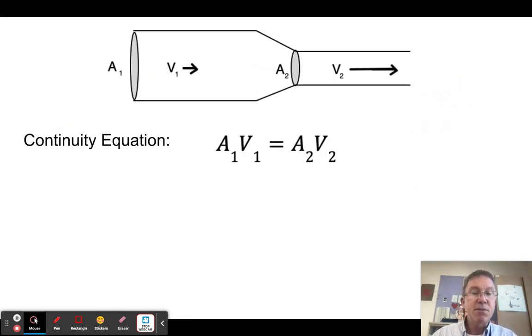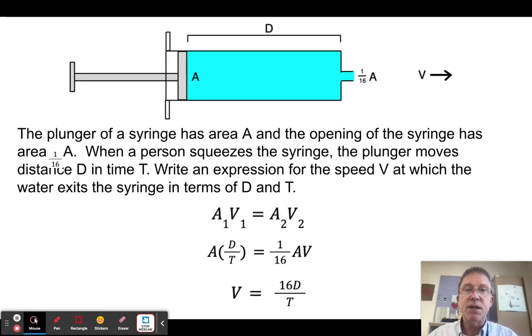So we call this the continuity equation. We just write it this way. We say A1, that's the area of this part of the system, times the velocity here, not the flow rate, but the velocity, is equal to the area here times the velocity here. And that's because the flow rate has to equal the flow rate, because I can't build up any fluid in there. It's always got to be constant.